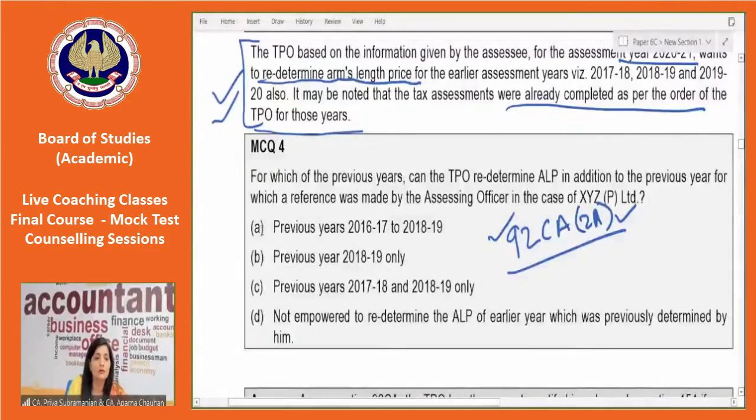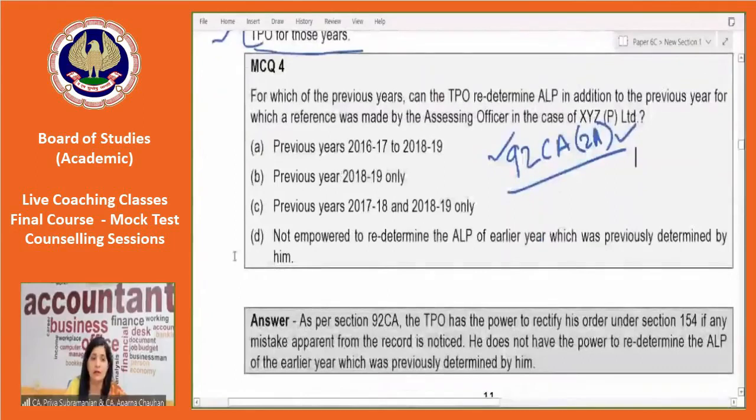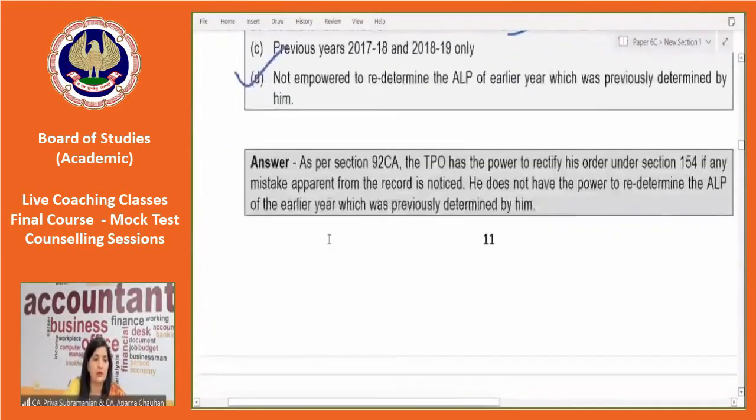Accordingly, the first option relates to previous years 16, 17, 18, 19. Option B is for 18, 19 only. Option C is previous years 17, 18, 19. We cannot redetermine. So the correct option would be D, since the TPO is not empowered to redetermine the ALP of an earlier year which was previously determined by him. Right, this is the correct option.